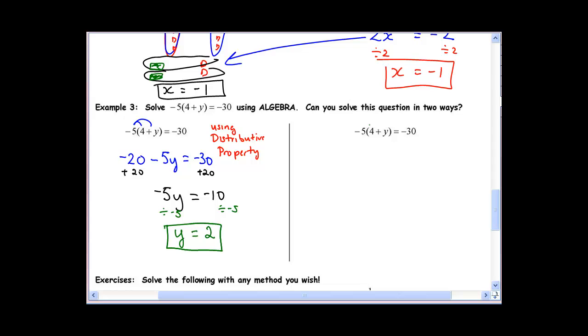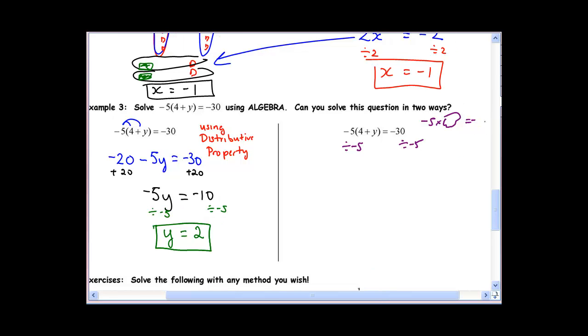Remember, opposite operation. So what's the opposite of multiplying? Yeah, if you said divide, you're correct. So perhaps what we can do here is divide by negative 5 first. Because it's like me saying negative 5 times blah blah blah equals negative 30. So how do we solve for that blah blah blah? Well, we have to get rid of the negative 5 first. So here we have now just the 4 plus y that's left over. You can put a bracket around it if you wish. You don't have to if you don't want to either.